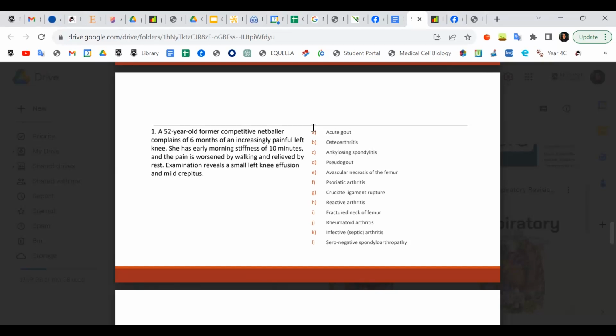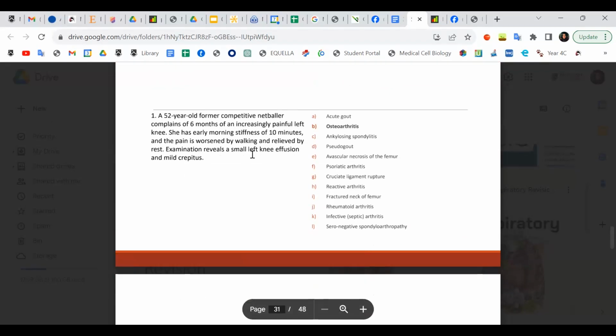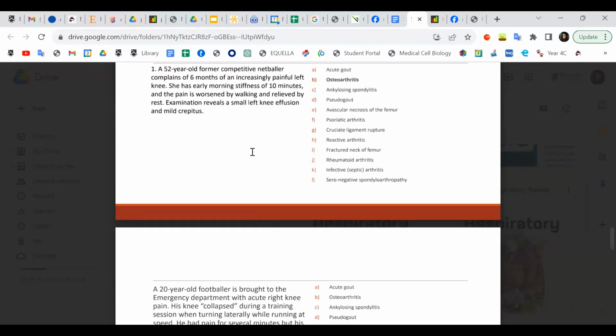Mechanical joint pain. Sorry? Yeah, osteoarthritis. Easy. Good.